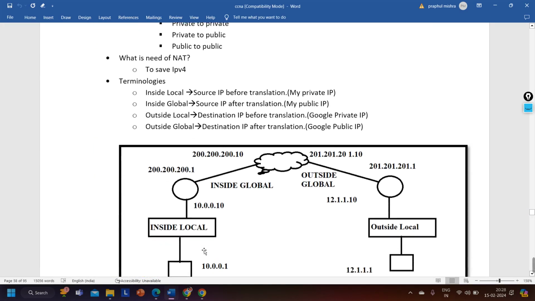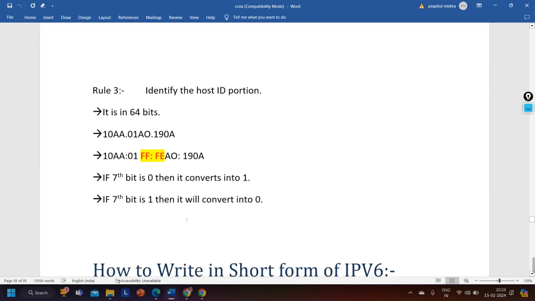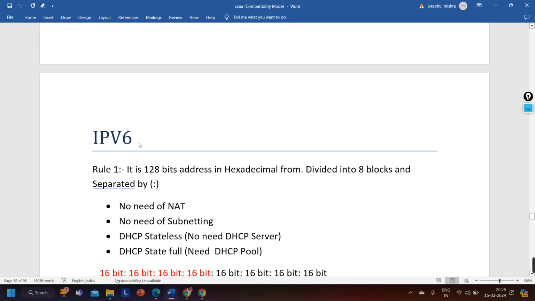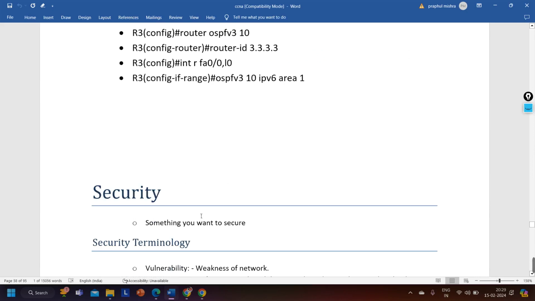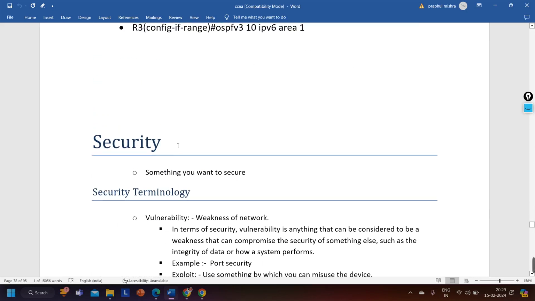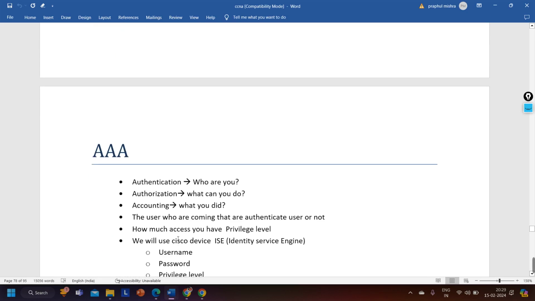Access control list, these are advanced topic. NAT, NATPAT, IPv6. Then in the last we will discuss IPv6, and after IPv6 maybe I will start wireless security. First I will start the security portion, then I will move to wireless section.